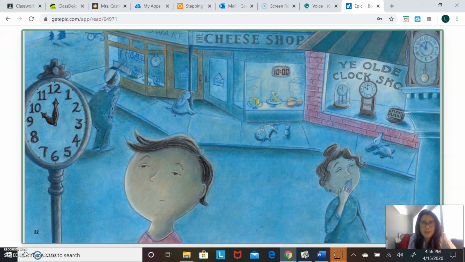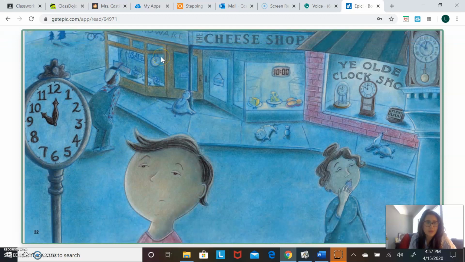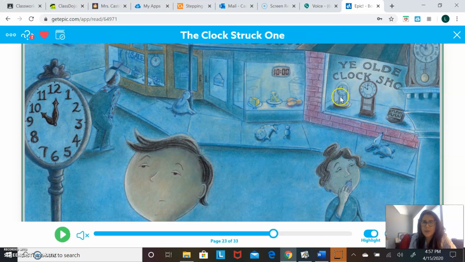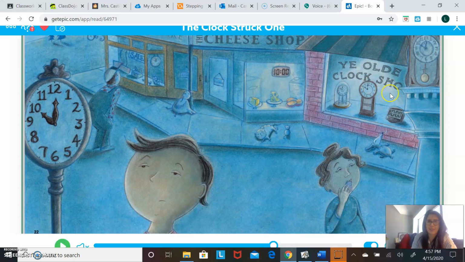I also noticed clocks in the shop. Do you notice the digital clocks in the window? Here's another analog clock. How many do we see here? Let's count the analog clocks. 1, 2, 3, 4, 5 analog clocks. How many digital clocks do we see? 1, 2, and they all read 10 o'clock. It looks dark outside, so maybe this is 10 o'clock at night, maybe? Not sure. All right.